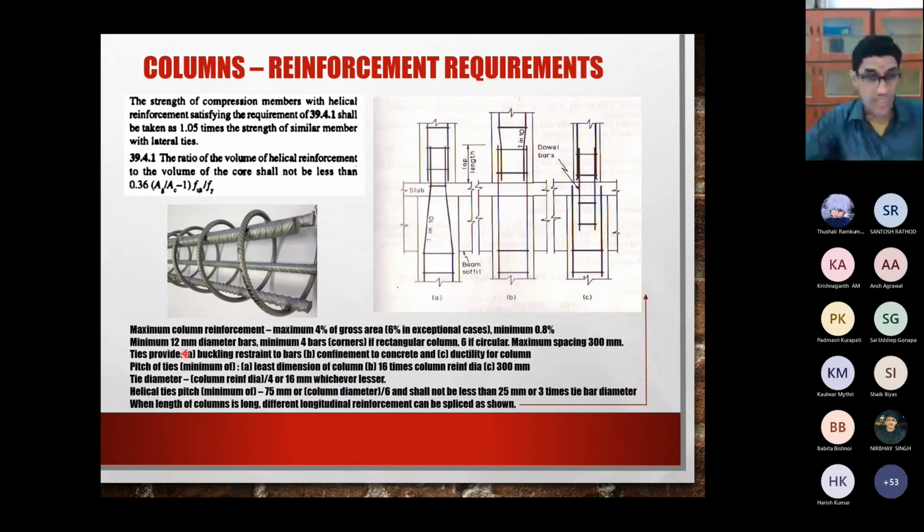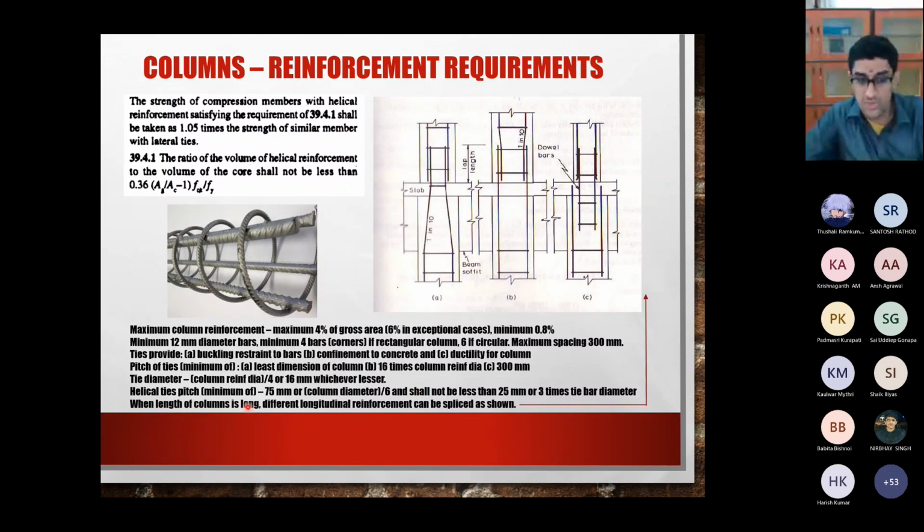If you look at the pitch of the helical ties, it should be 75 mm or column diameter by 6, and shall not be less than 25 mm or 3 times the bar diameter. You can read these and understand what they mean. There is a separate condition for normal ties and helical ties, because for helical ties we need a much closer spacing to achieve the confinement in concrete. Without proper confinement, you cannot take this 1.05. That's why the requirements are more stringent as compared to normal ties.